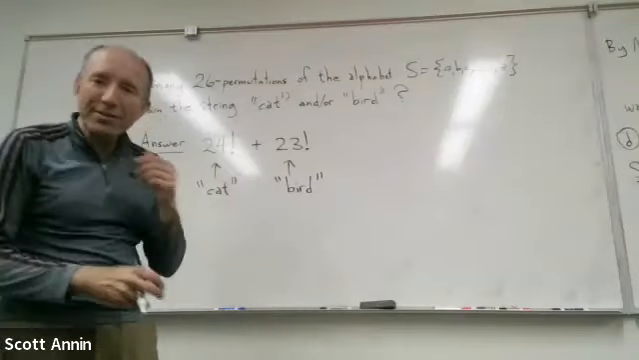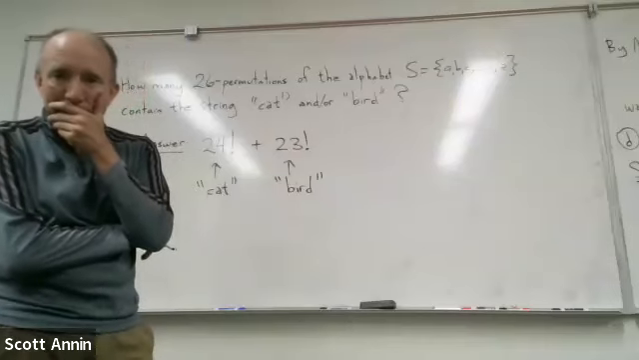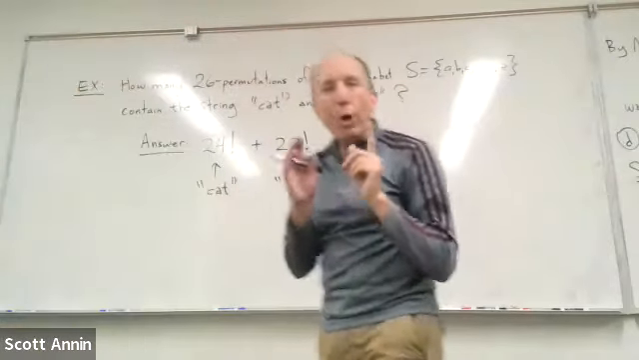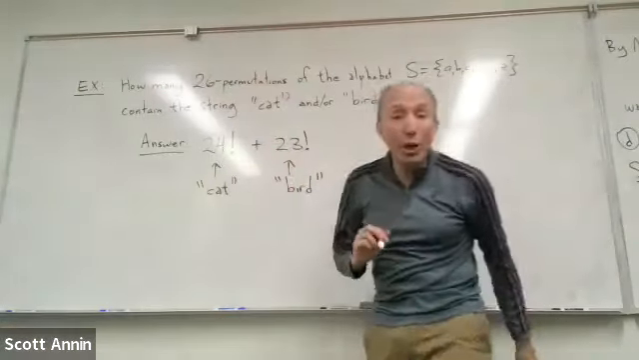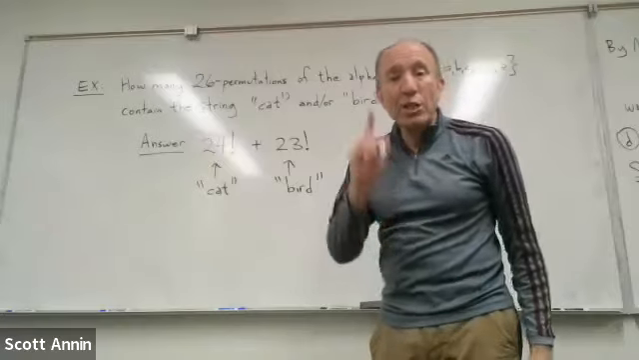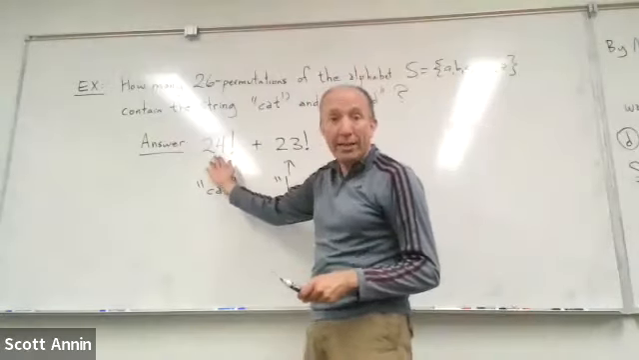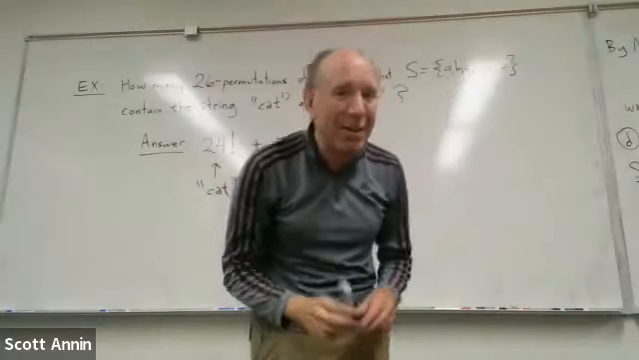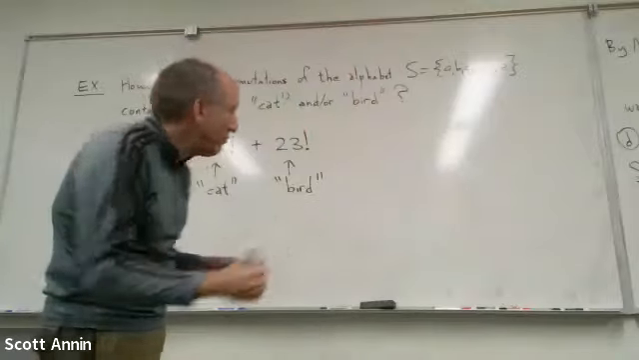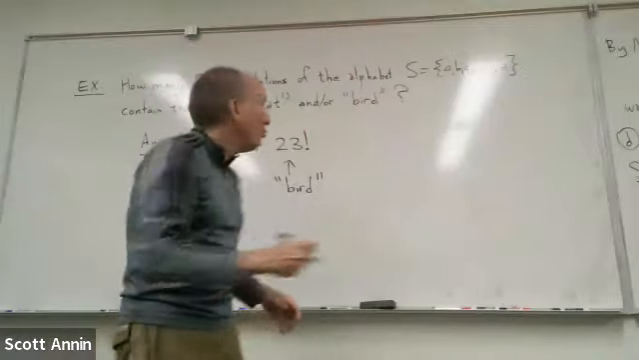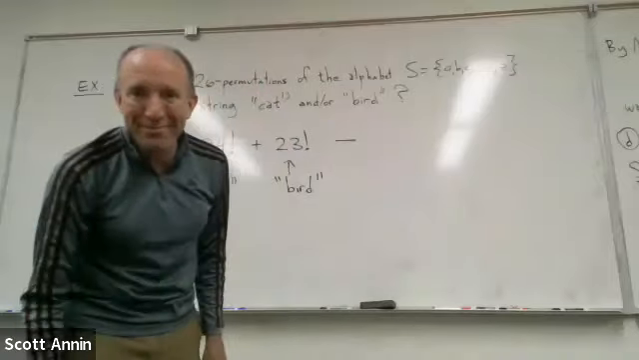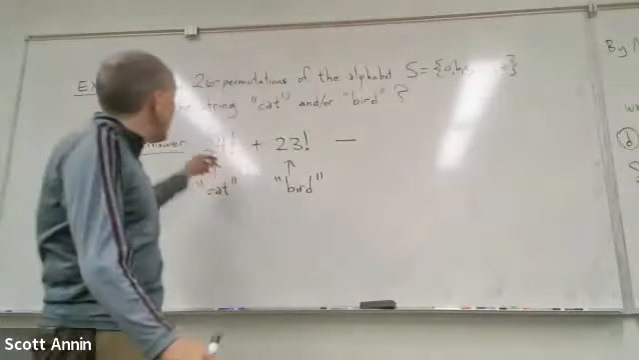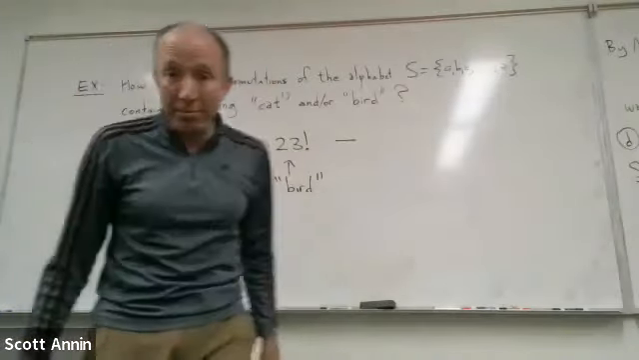Now, is that the final answer? What about strings that have both cat and bird in them? Strings like that have been counted here and here. There's really just one string, right? We shouldn't be counting anything twice. So if we have counted something twice, we had better subtract it out. We have over counted. We have double counted strings that have both cat and bird in them.